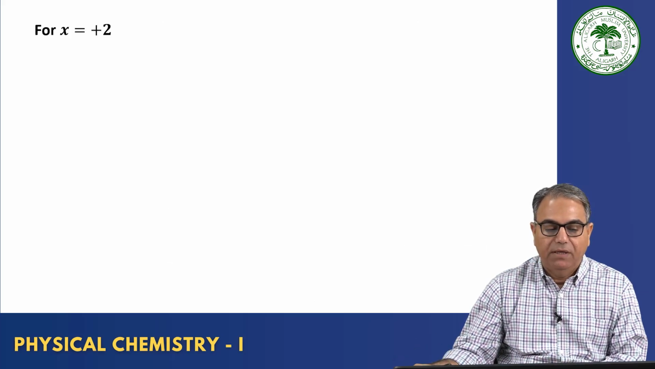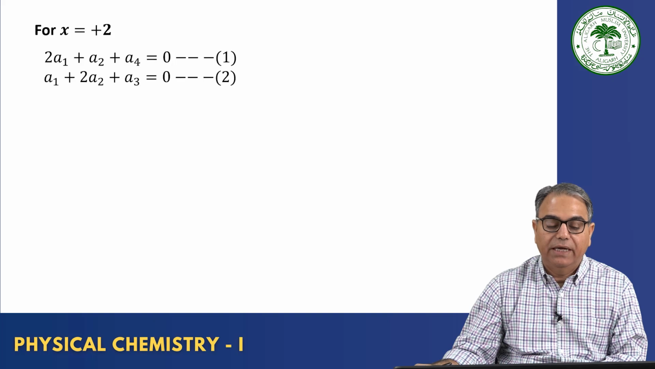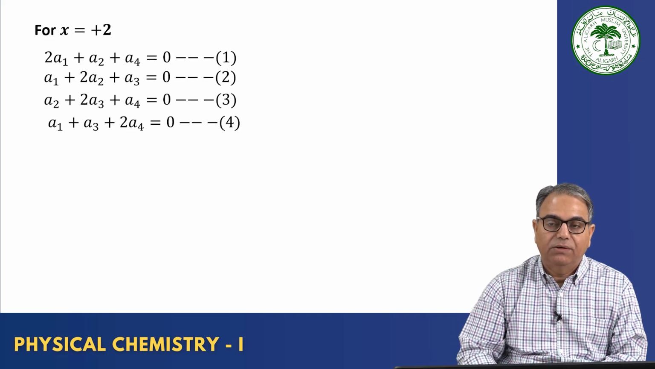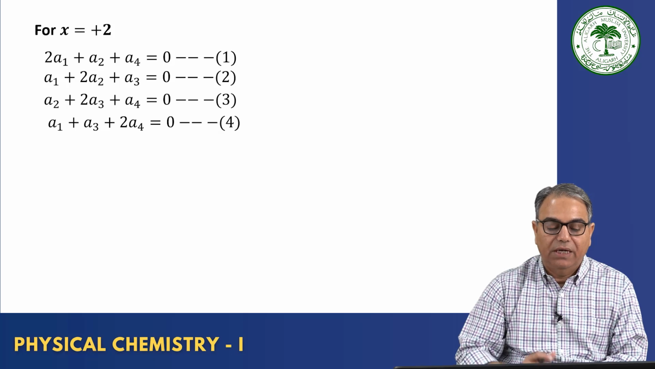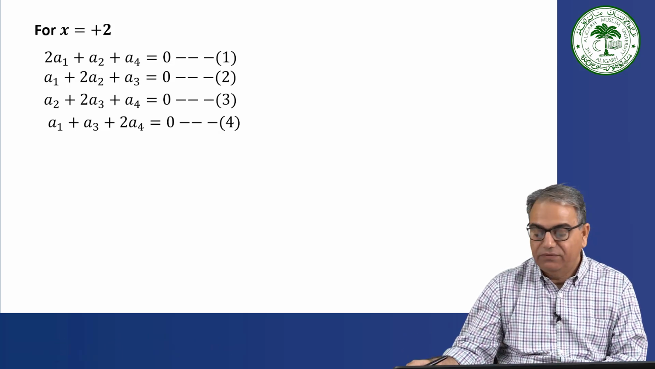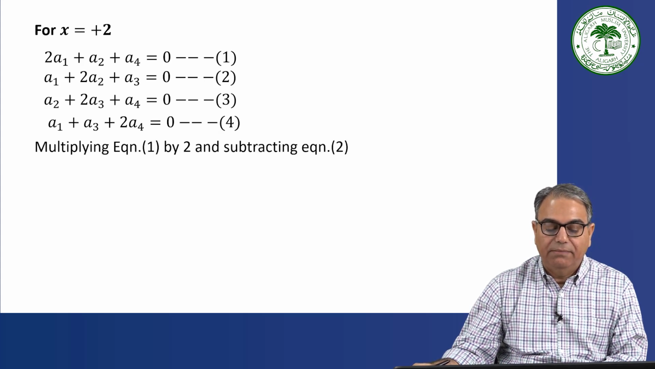Okay. Now for x is equal to plus 2, that is the antibonding molecular orbital. Again we write the four equations from the circular determinant: 2a1 plus a2 plus a4 is equal to 0, and so on, with each equation numbered. This you have already done, and here you have the plus 2 sign, so you do not see the negative sign here, because x is equal to plus 2. Then multiply equation 1 by 2 and subtract equation 2, in a similar way as we did for x is equal to minus 2.